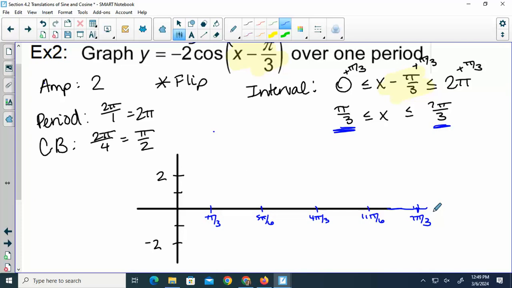So, cosine should start at its high point. We are beginning our graph at pi over 3. Cosine should start up here, but we flipped it, so it's actually down here. And it goes to 0, up to 2, back to 0, and down to 2.